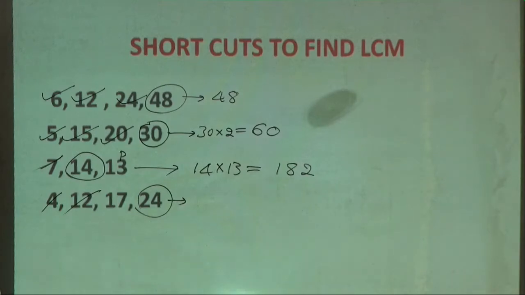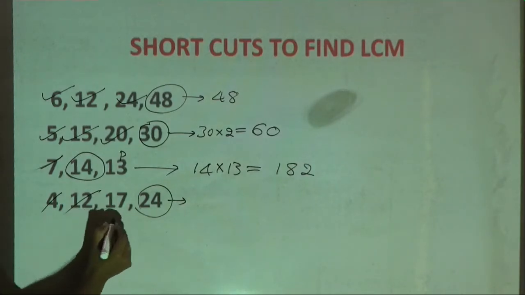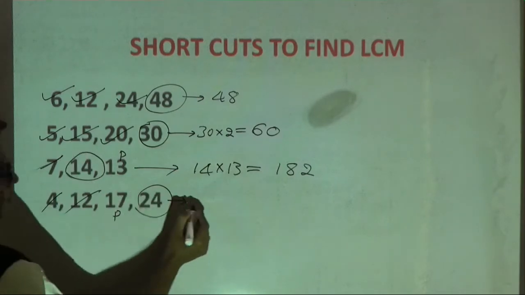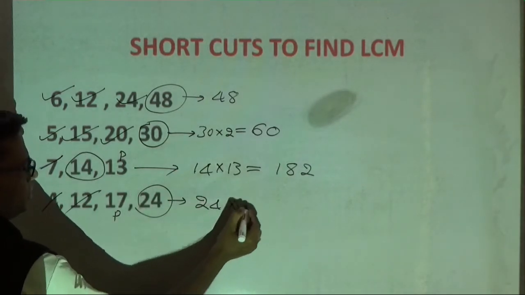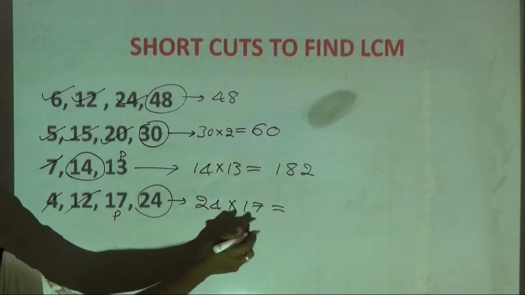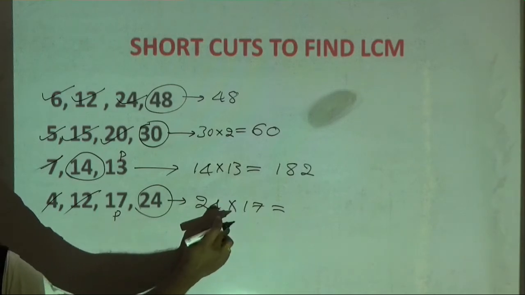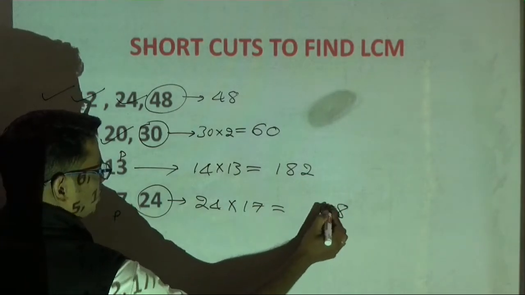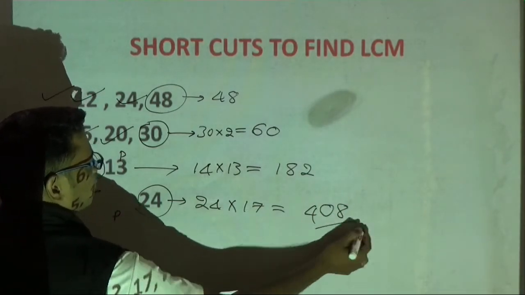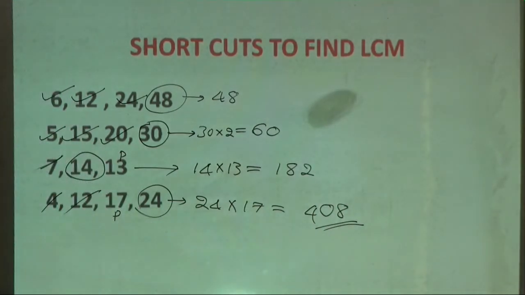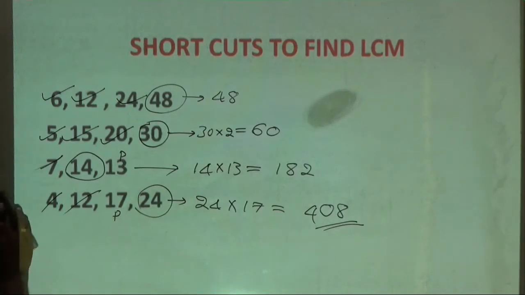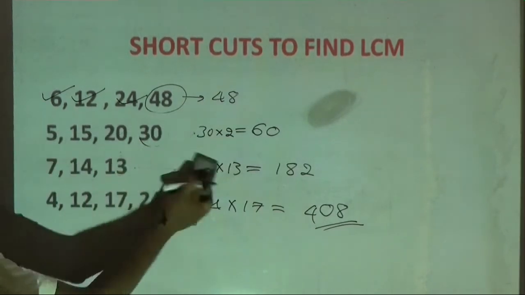Now you see, there is 17. So I came to know that 17 is a prime number. If it is a prime number, definitely what is your LCM? 24 into 17. How many times can you multiply? 4. The answer is 408. Hope you have understood with this example. Okay, I will go for the next set of examples.